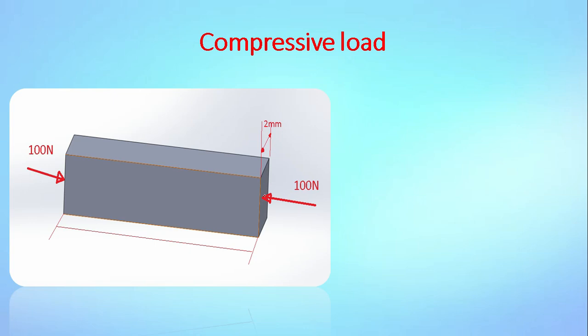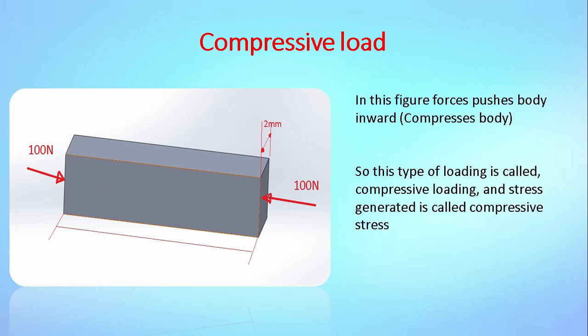Next, compressive load. Here these two forces are collinear and along the axis, but the direction of these forces is towards the body. So these two forces will compress the body. This type of load is called compressive loading, and in this case the generated stress is called compressive stress.